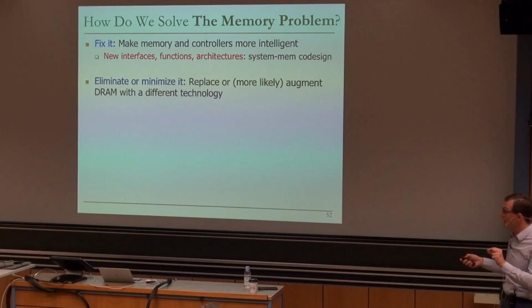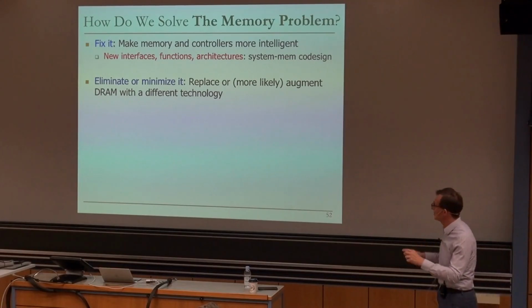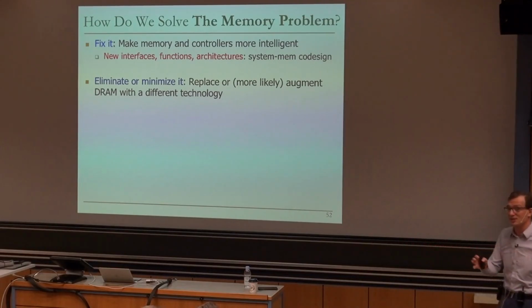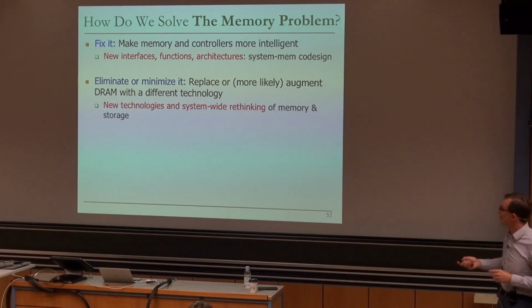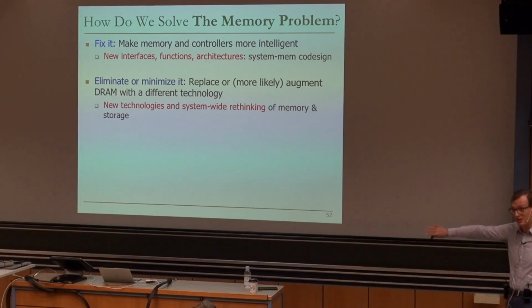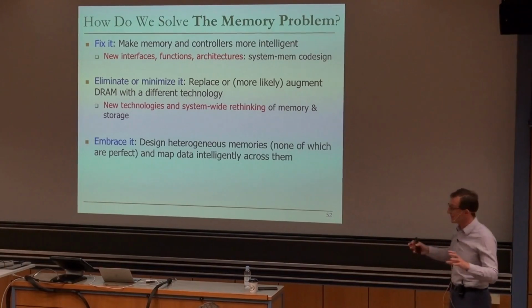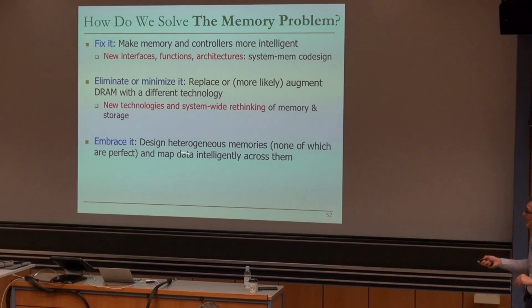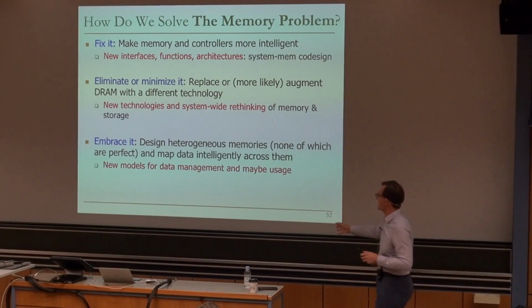We're going to talk about another direction, eliminating or potentially minimizing it. Can we replace this technology that's having problems with some other technology, or maybe augment it? This is going to take us to new technologies and system-wide rethinking of memory and storage and hybrid memory systems, which we're going to talk about. And we're going to talk about embracing it, potentially designing heterogeneous memories, none of which are perfect, and mapping data intelligently across them. This opens up a new space in data management and maybe users.